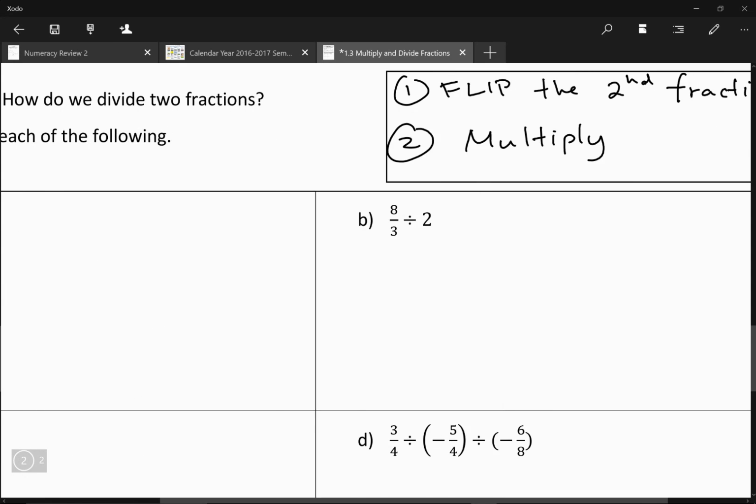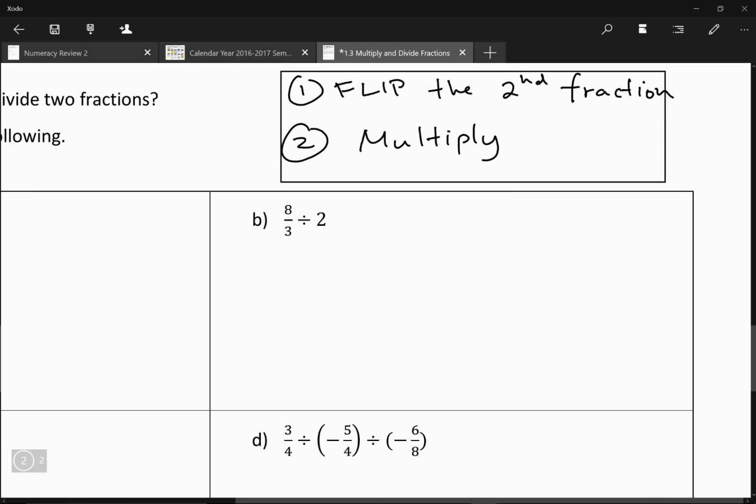Part B. Okay, 8 over 3 divided by 2. Well, if you don't see a fraction and you see a whole number instead, you can rewrite it as a fraction. So 8 over 3 divided by any whole number can be written as a fraction over 1. So I'm going to write this as 2 over 1, because 2 divided by 1 is still 2, right?